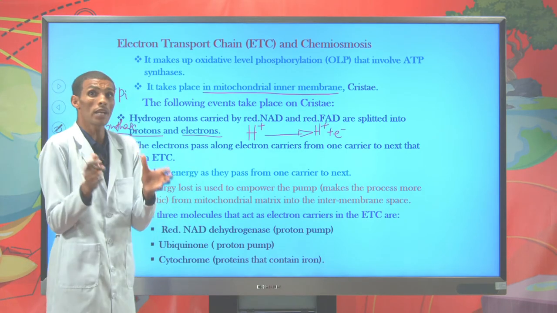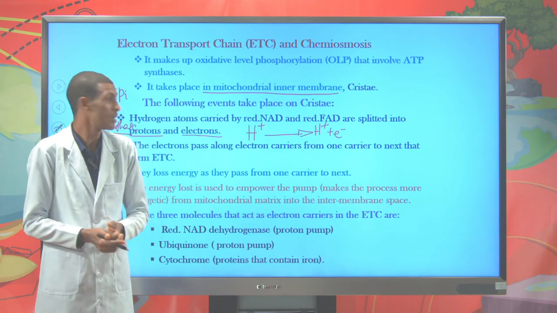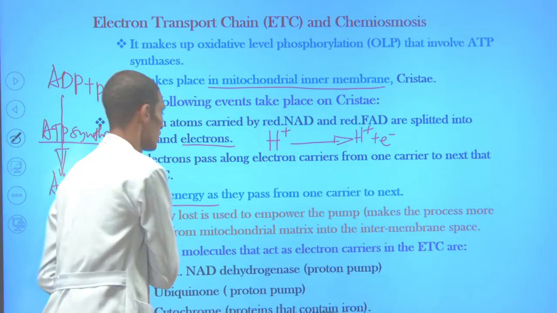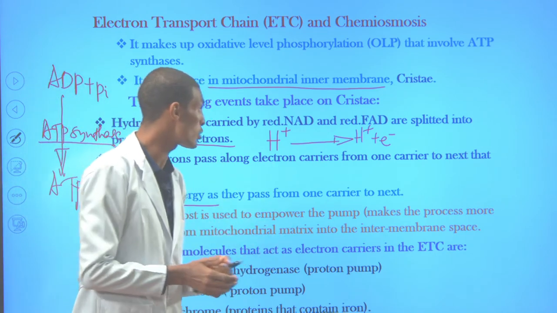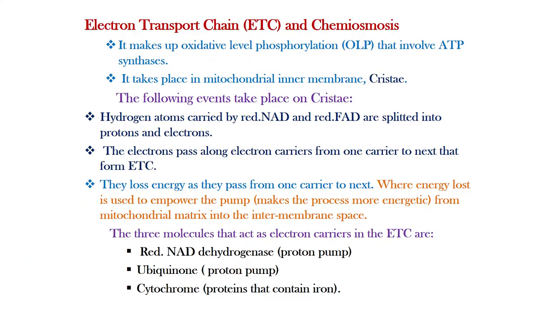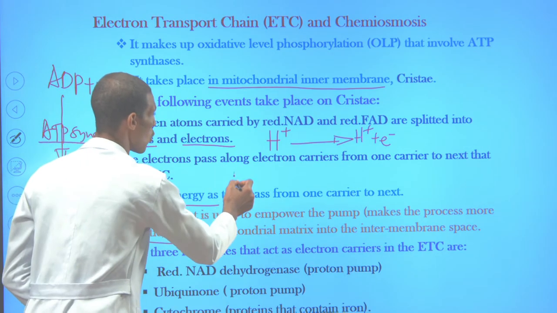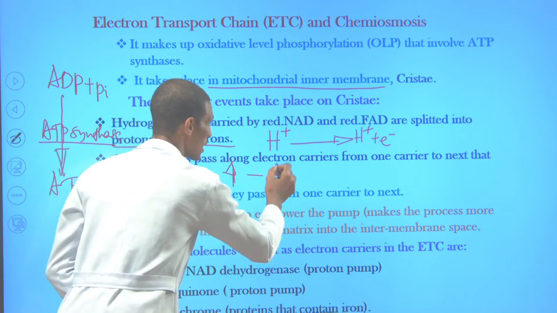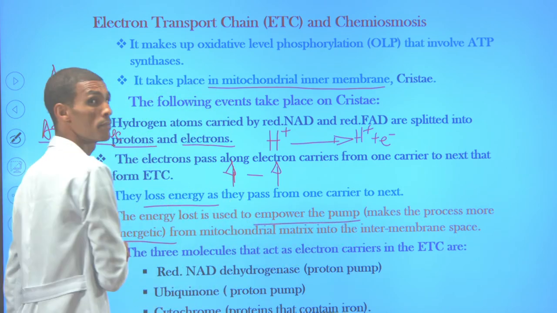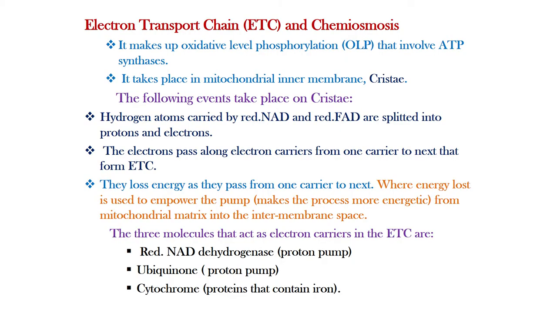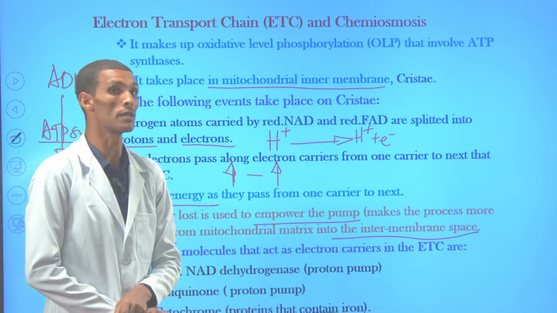Additionally, when the electrons pass from one carrier to the next, they lose energy. The critical advantage of the lost energy is that it powers the system, making the proton pump more energetic and powerful as the electrons jump from one carrier to another. Energy loss is very important in powering the system, making it more energetic in jumping from one step to another, and it enables the process to accumulate protons in the mitochondrial inner membrane space.